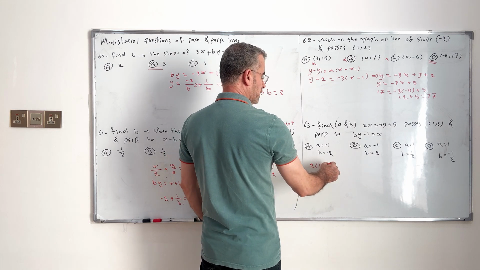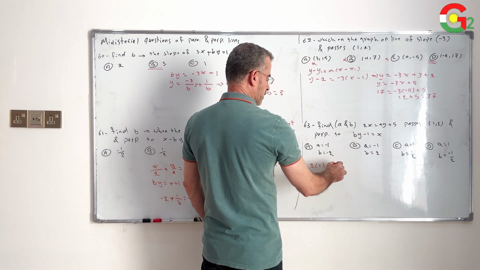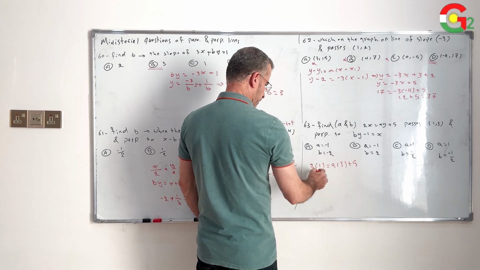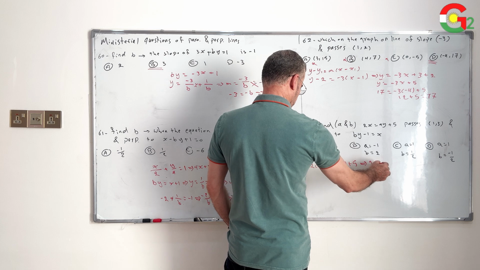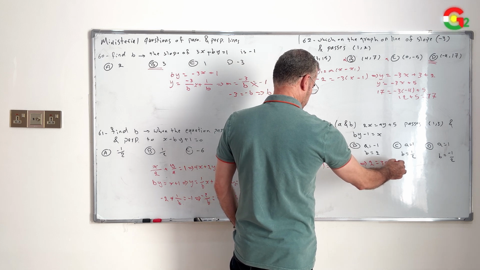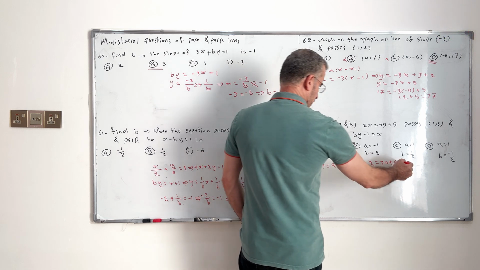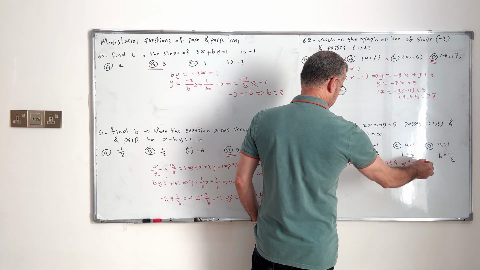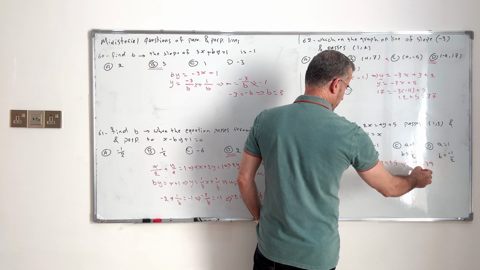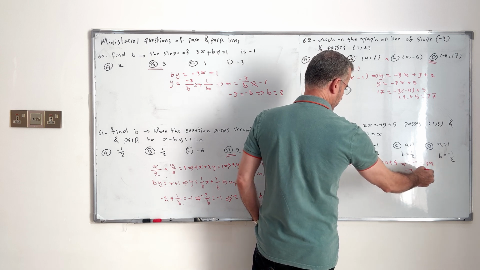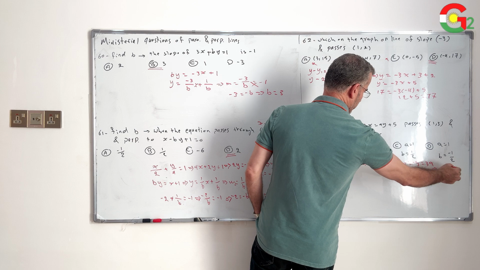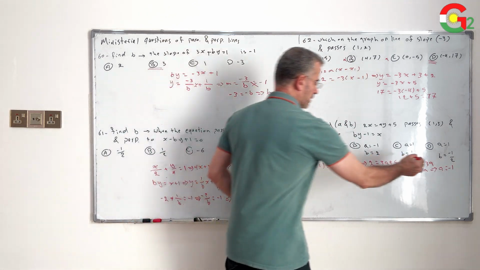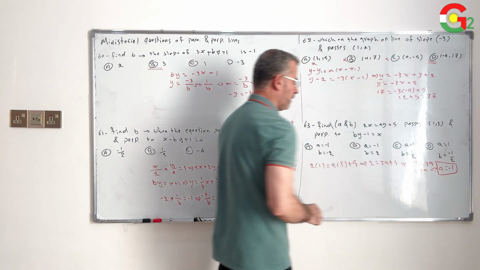2 times 1, the value of x, equals a times y, 3, plus 5. Then 2 equals 3a plus 5. Move 5 to the left side: 2 minus 5 equals 3a. Then negative 3 equals 3a. Then a equals negative 3 over 3 equals negative 1. This is the value of a.